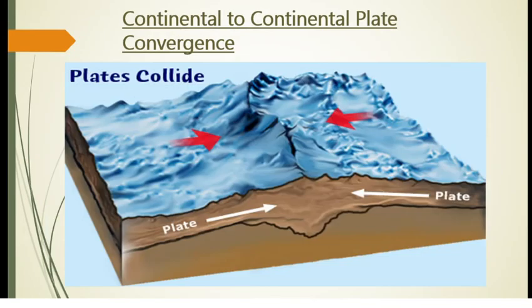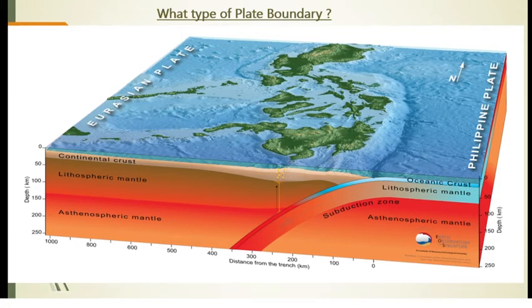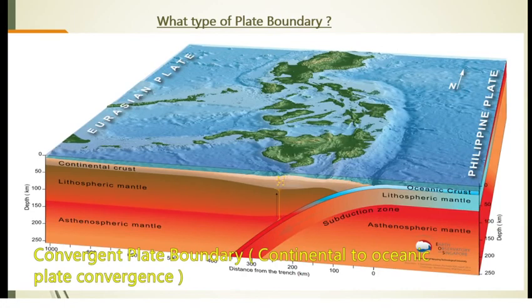Now, the Philippine Islands, if you try to look at this illustration, okay, what do you think is the type of plate boundary formed? Okay, very good. We have the convergent plate boundary, which is continental to oceanic plate convergence. Again, we have to assess your learnings, so I expect that you will also answer it on your own as you watch this video.